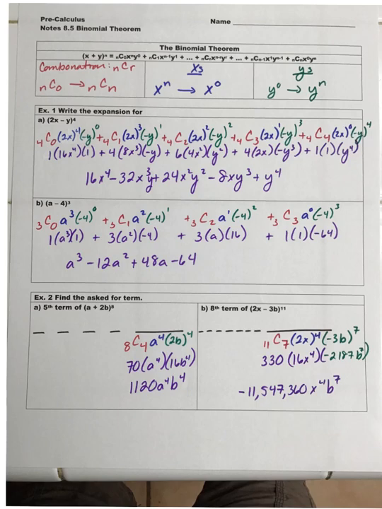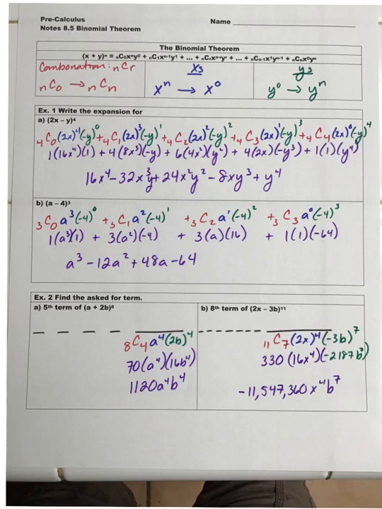But sometimes they don't ask you to write out the entire expansion. They just ask for a specific term, and you don't want to have to go through all this work just to find that specific term. So that's where this pattern is really, really important, to understand what's going on. So for example 2, we're going to find the asked-for term. So we want the fifth term of a plus 2b to the eighth.